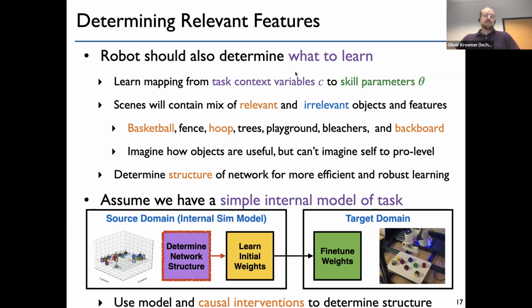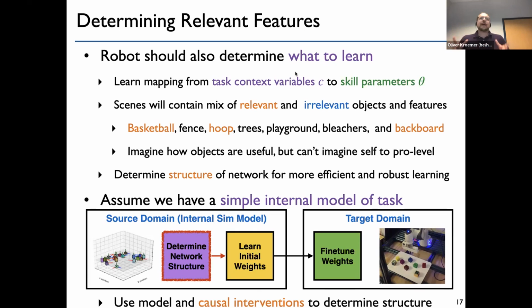We want to map them to some skill parameters theta, but rather than taking all of those C variables, we want to reduce it to a smaller set, which we're going to be doing using causal reasoning. So the idea is that I like to think of it in terms of basketball. You can imagine there's a hoop, there's a backboard, you have the ball, there's some bleachers around, there's maybe a fence if you're outside, maybe some trees, a playground.